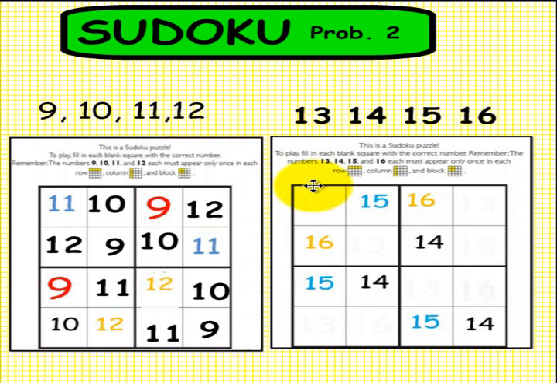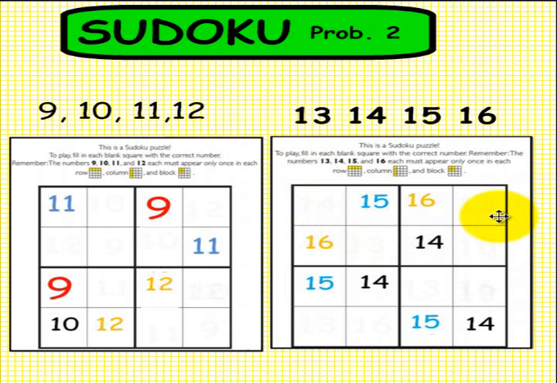You'll notice that this one is a little bit more difficult. Let's see what we can do here. Okay, I'm going to guess the number 14 goes here. So we have 14, 15, 16, so we must be missing the number 13. If we're missing 13, from there we have 13, 14, 15, so this has to be 16.